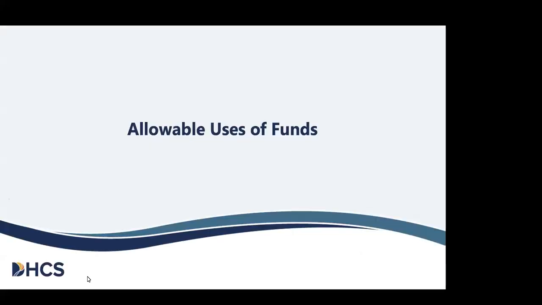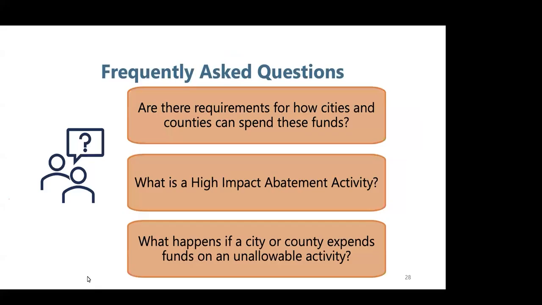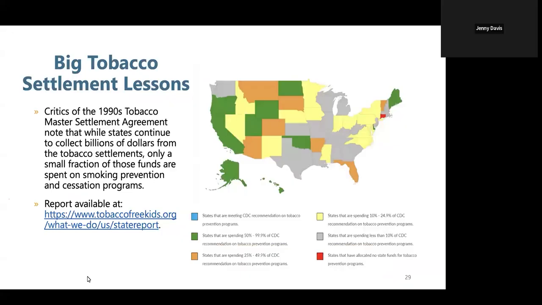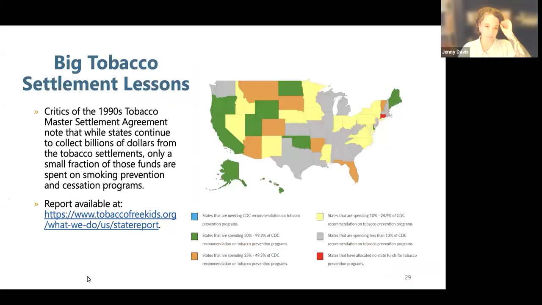Okay, allowable uses of funds. Next slide. So some of the questions we'll try to answer here. Are there requirements for how cities and counties can spend these funds? Hopefully we've answered that. What is a high impact abatement activity? And what happens if a city or county expends funds on an unallowable activity? Next slide. And I'm going to try turning my camera on again and see if it plays nice.